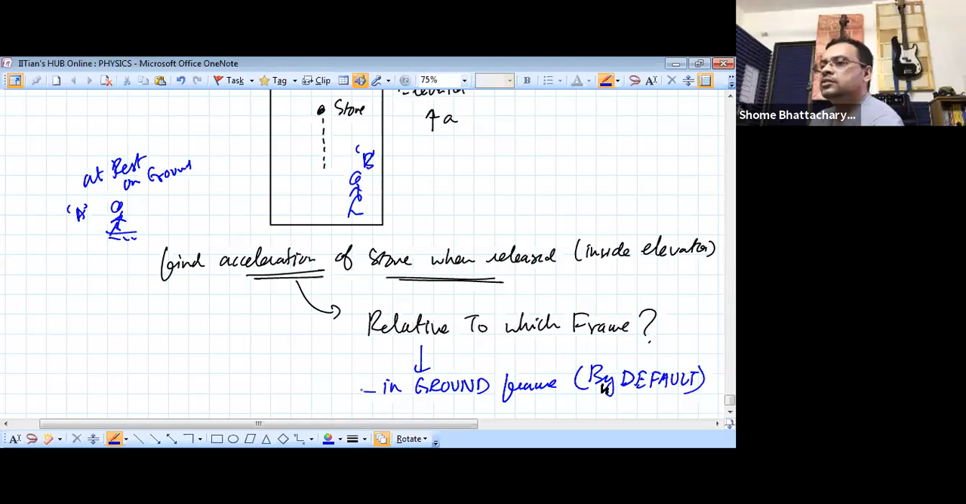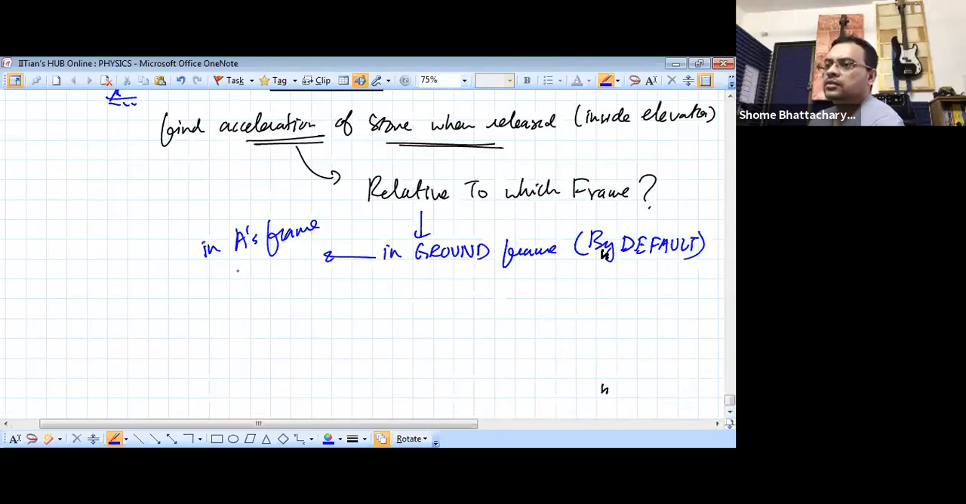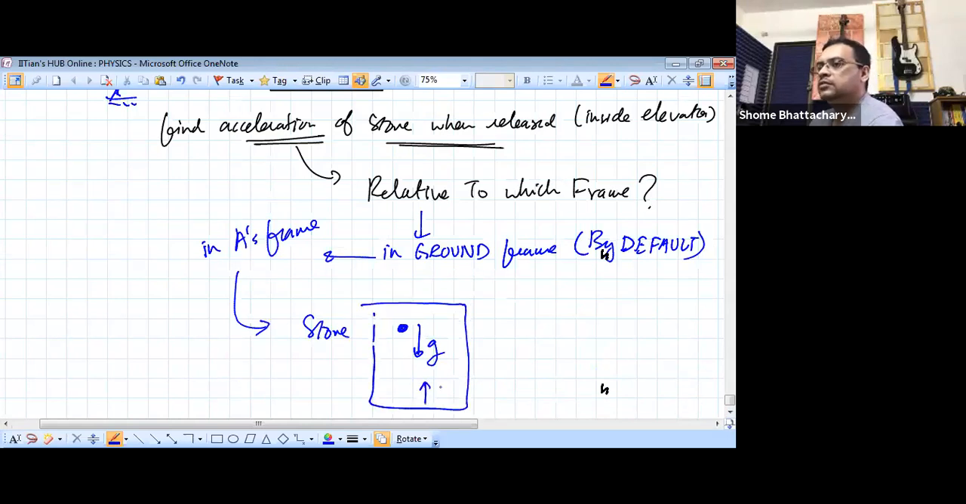So this will be in A's frame, not in B's frame. So in A's frame, what is happening? This is actually coming down with G. In A's frame, the stone is falling with an acceleration of G, whereas the floor of the elevator is going up at A. This is what the guy A sees.